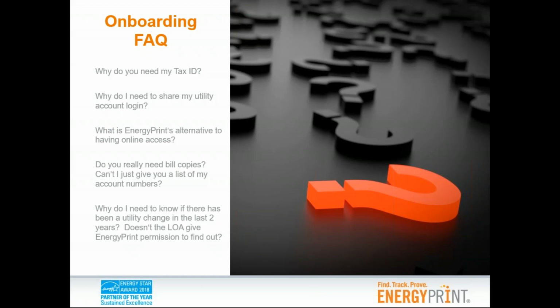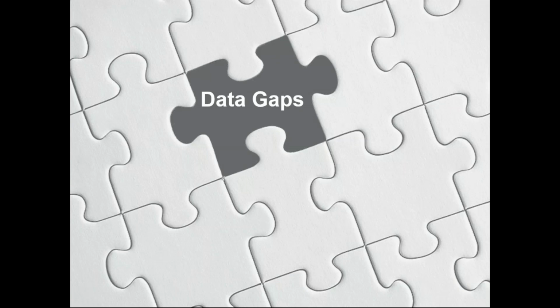Finally, why do I need to know if there have been any utility changes in the last 2 years? Doesn't the LOA give EnergyPrint permission to find out? And in short, that answer is no. The utility company will provide information for the accounts that we ask about, but they never volunteer information.